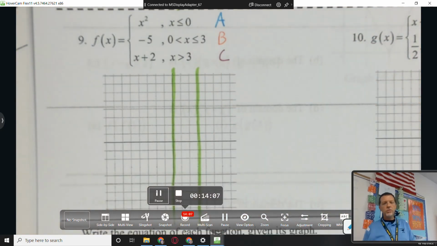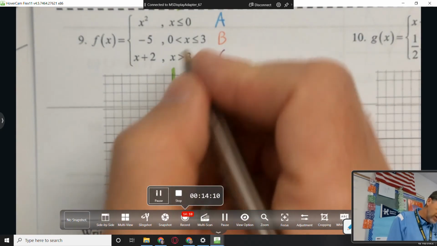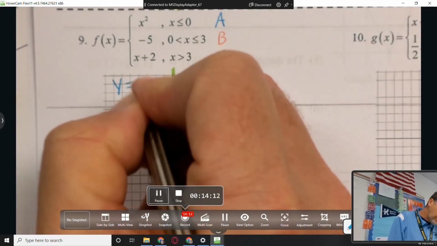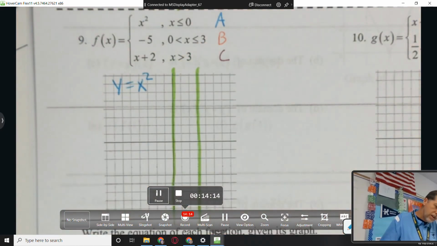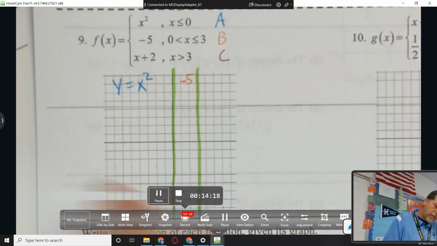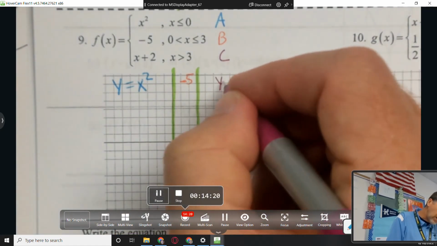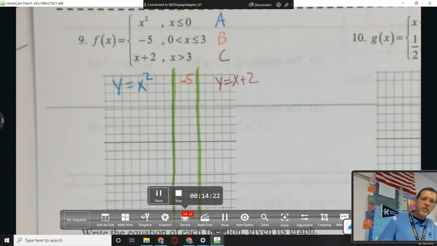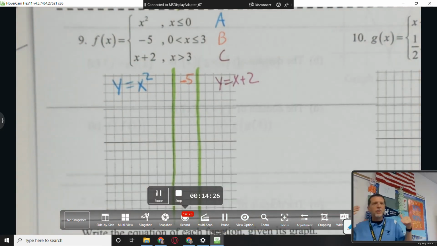So 3 neighborhoods. Region A, I'll graph y equals x squared. Region B, I'm going to graph y equals -5. And region C, x plus 2. All right, slow down, come back with me here because something strange happens on number 9, especially region 2, that people will sometimes mess up.